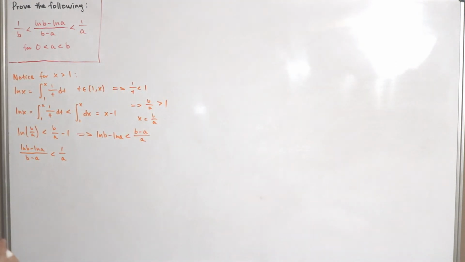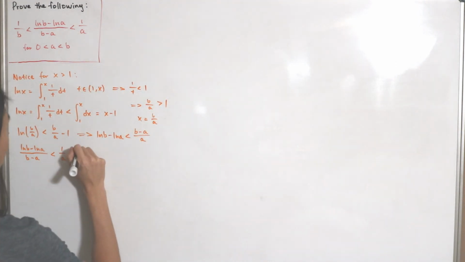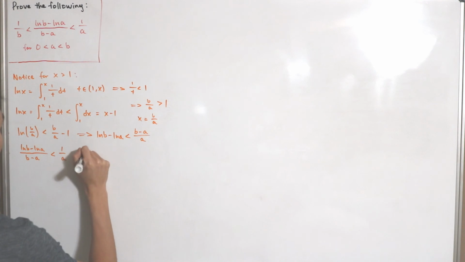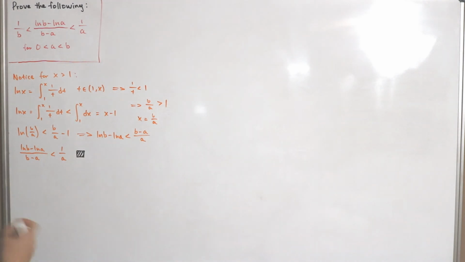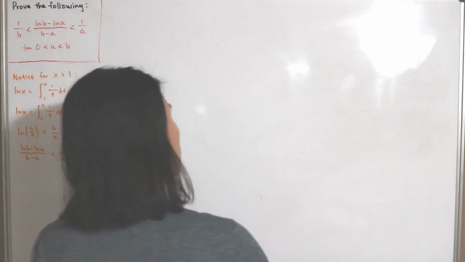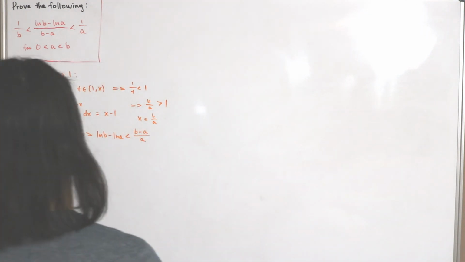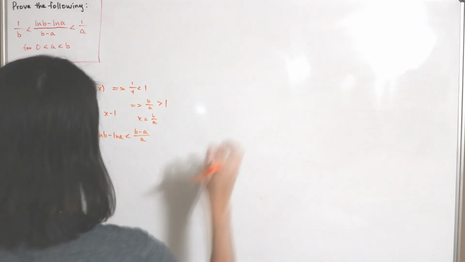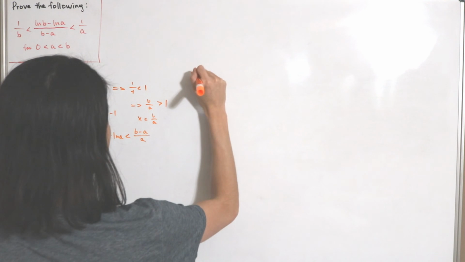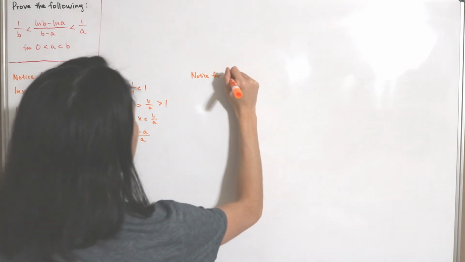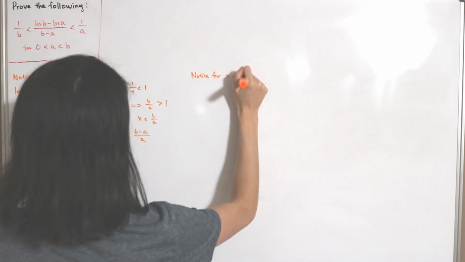So I'll just mark this black box just to show that we proved one side is complete. So with that, now let's actually prove the other case, for x strictly less than 1. Okay, so notice for x strictly less than 1.